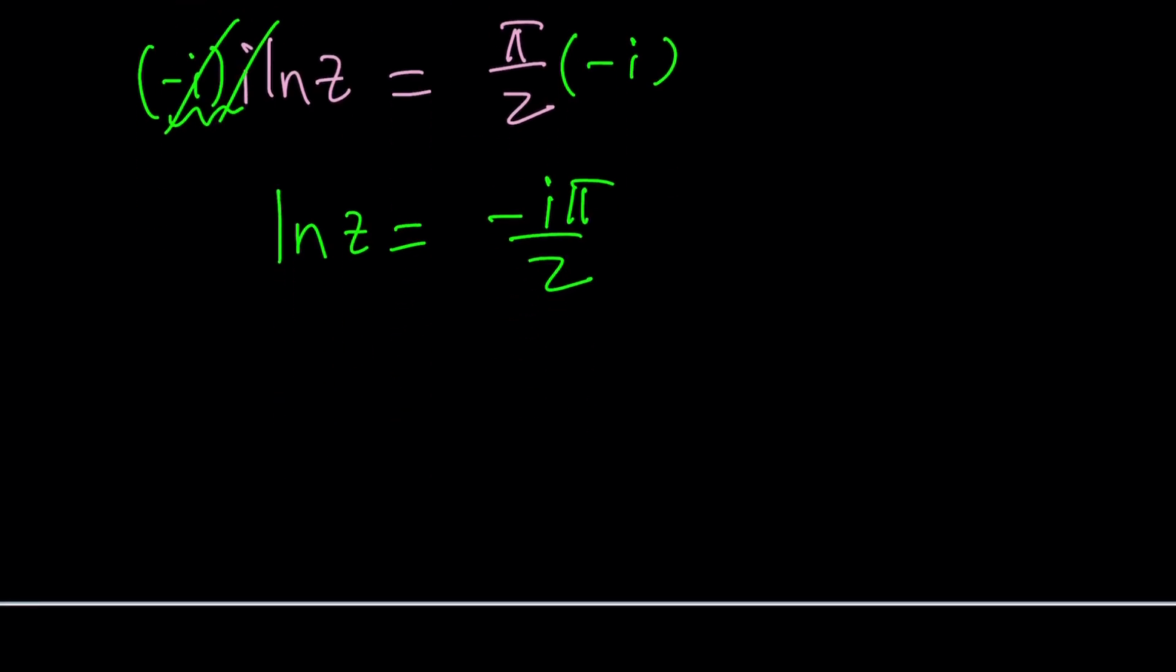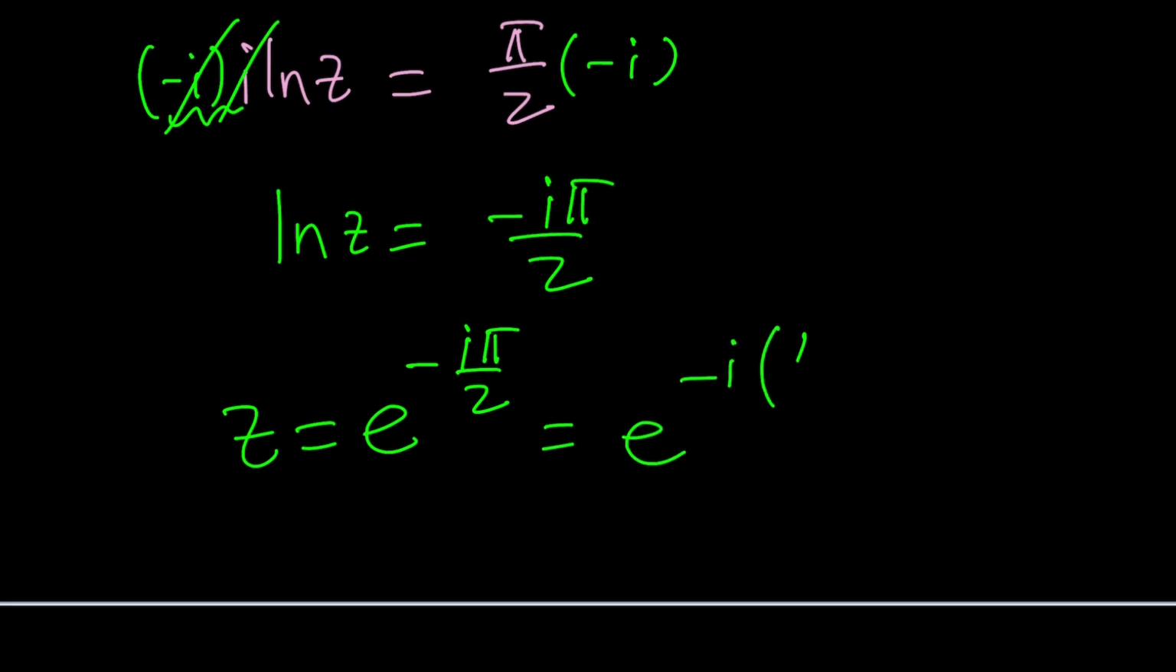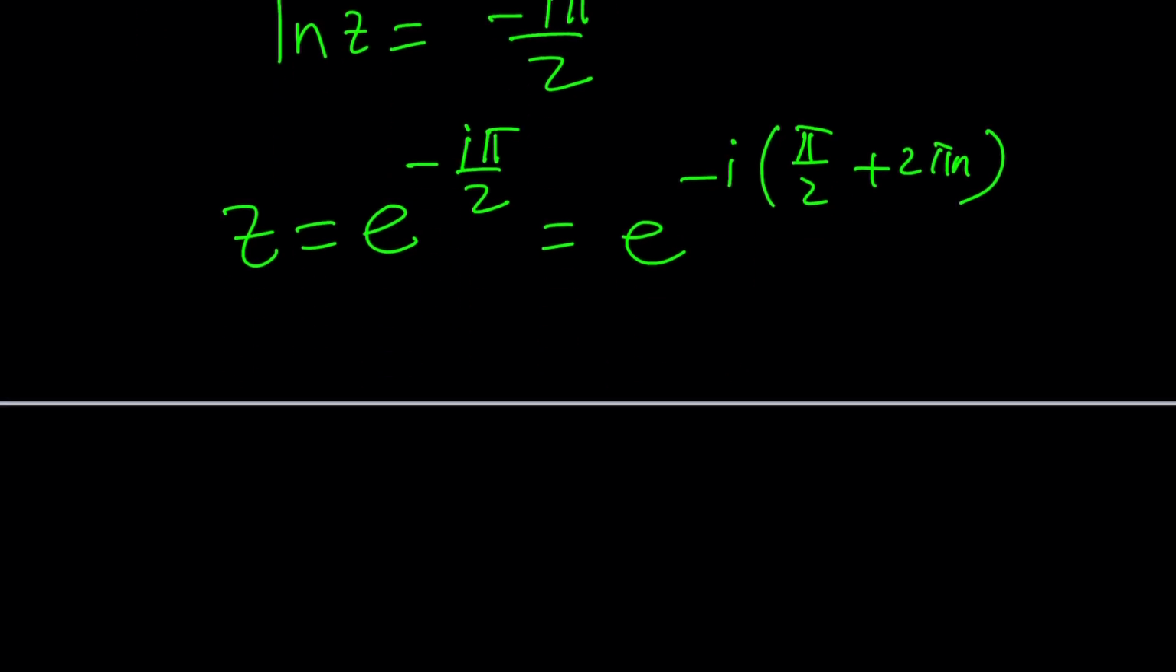Now from here, we're going to do the following. z is going to be e to the power negative i pi over 2. But here's the thing. We can write it in a more general form, and this is how it is. If you replace pi over 2 with pi over 2 plus 2 pi n, this equation would still be correct. You know why? Because this would be e to the power negative i pi over 2 times e to the power negative 2 pi n i. Now, e to the power negative 2 pi n i is the same as e to the power 2 pi k i, whatever, and this is just one in the complex world.